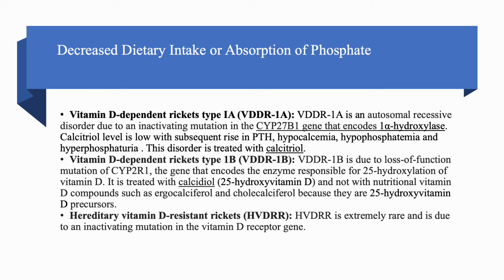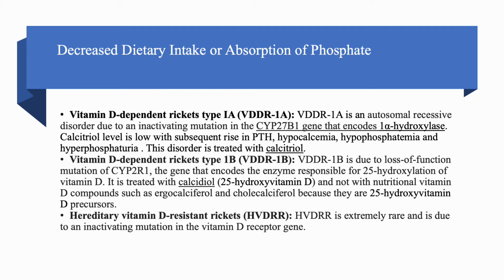This is due to inactivating mutation in the CYP27B1 gene. This gene encodes the 1-alpha hydroxylase. So in this case, you are not going to have conversion of 25-hydroxy-D to calcitriol. So PTH will rise. You are going to have hypocalcemia, hypophosphatemia, high phosphate in the urine. How do you treat it? Well, calcitriol. So here you don't have enough calcitriol, so you give calcitriol.